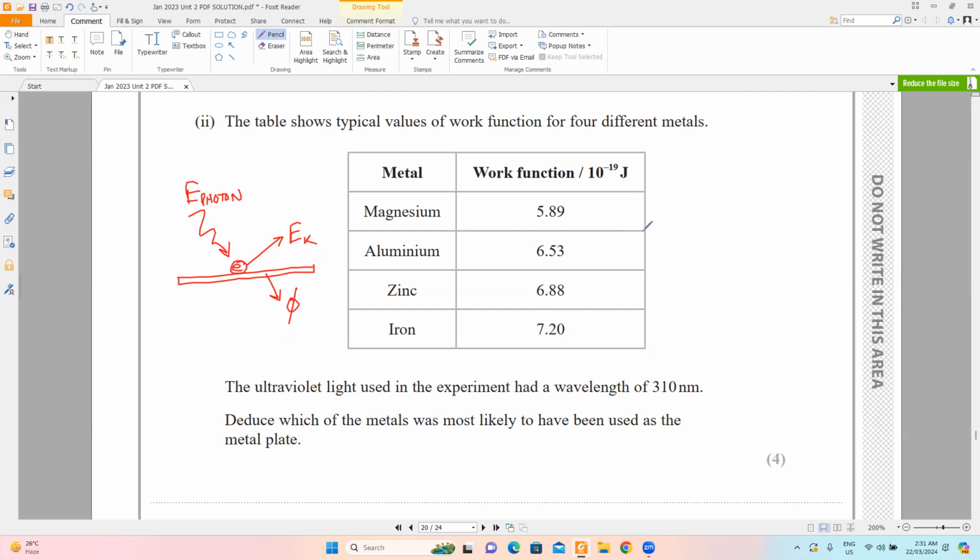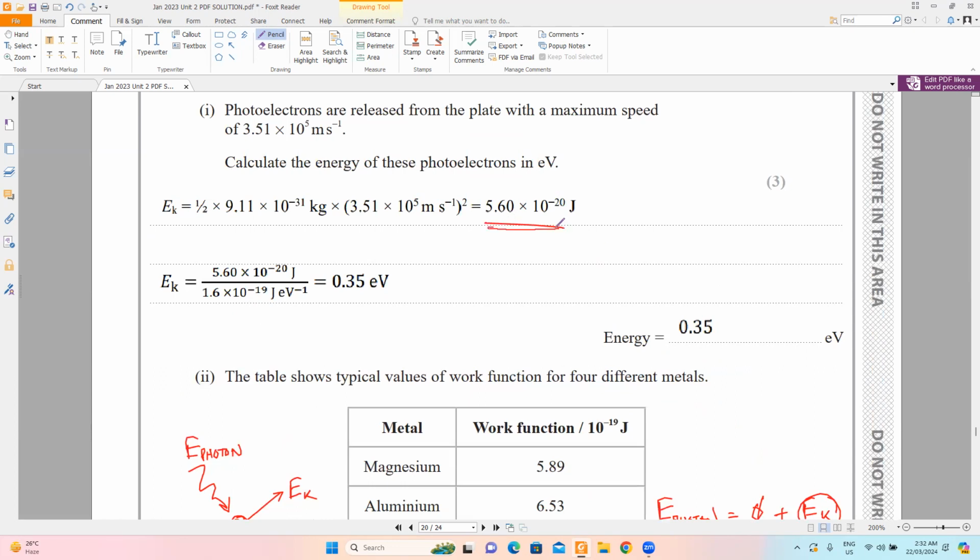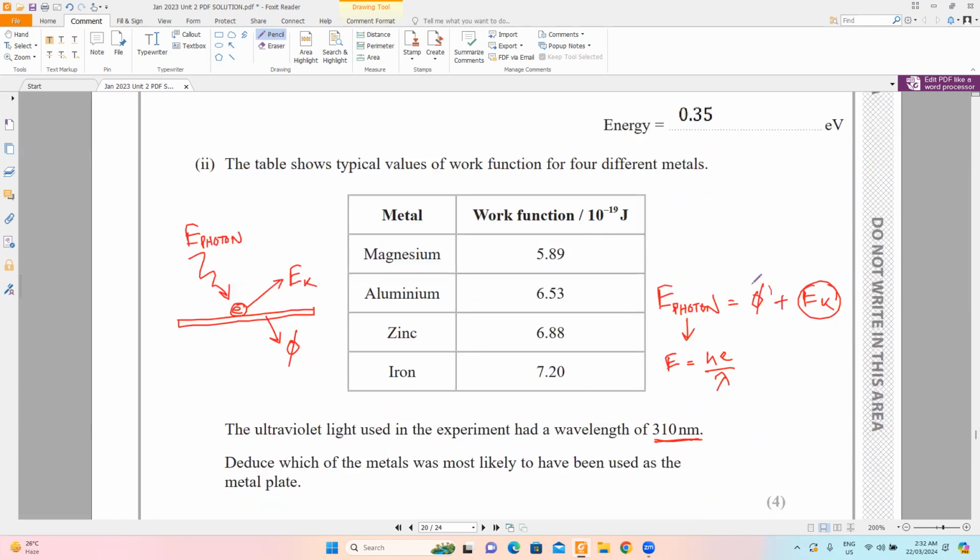So all of this comes from this photon energy. This is the famous Einstein's photoelectric equation. That is, the energy of the photon is equal to phi plus the kinetic energy. And for this specific question, since the wavelength is given, you can easily find out the energy of the photon using E equals hc by lambda. And for this kinetic energy, you already have the value from the previous question. So all you have to do is just make phi the subject of the equation.